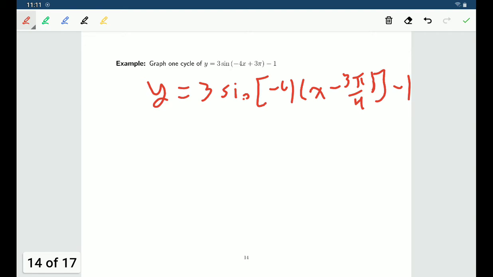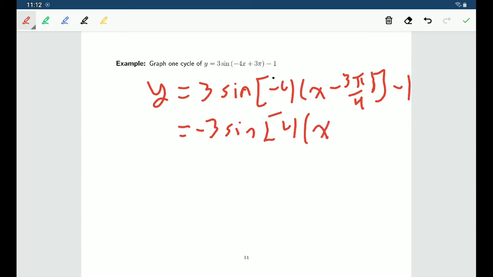There we go. And now I'm going to deal with the symmetry of sine, the odd symmetry of sine. Since sine of negative x is negative sine of x, that means that that little negative in front of the 4, I can take that outside. We can say that y is actually equal to -3 sine of positive 4 times x minus 3 pi over 4, minus 1.